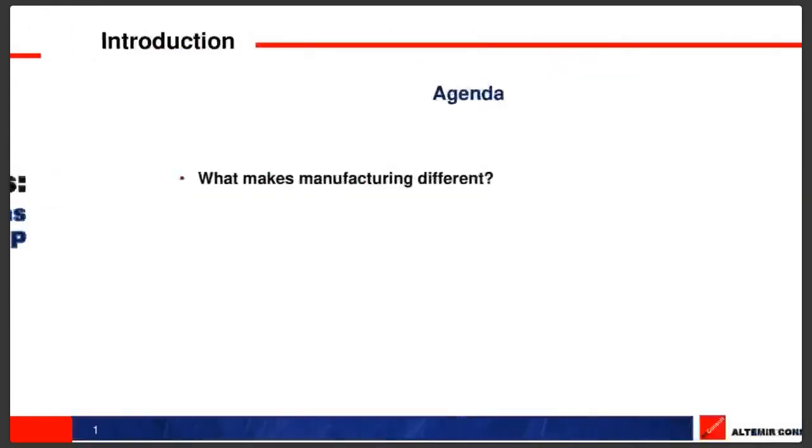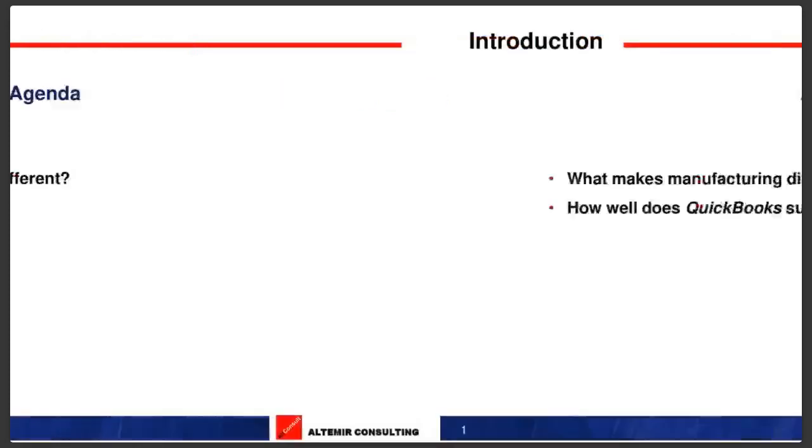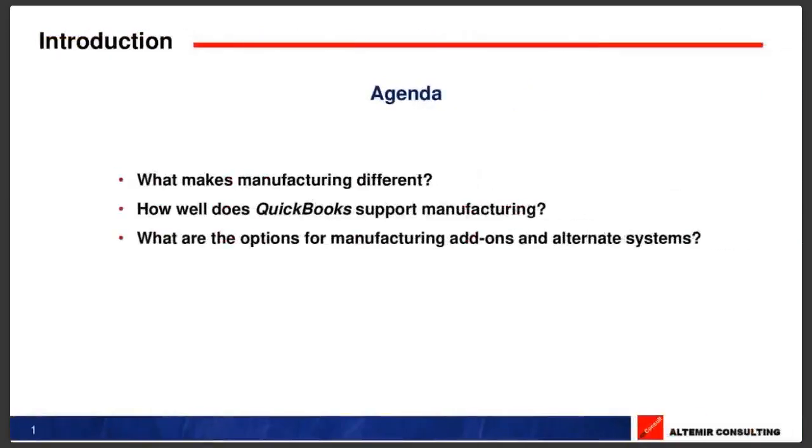Some of the topics that we're going to be looking at today is what makes manufacturing fundamentally different. If you use an accounting package like QuickBooks to manage a manufacturing activity, then you'll probably find that it doesn't address everything you want it to. So we'll be looking at how well does QuickBooks support manufacturing. And also, what are the options for manufacturing add-ons to QuickBooks? There are systems that you can get that interface with QuickBooks that you might be interested in.